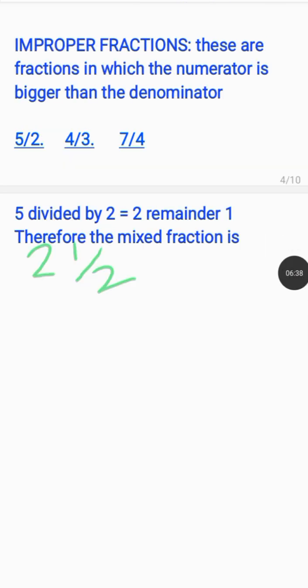First, you divide the numerator by the denominator. 5 divided by 2 is 2 remainder 1. Therefore, the mixed fraction is 2 whole number 1 over 2.